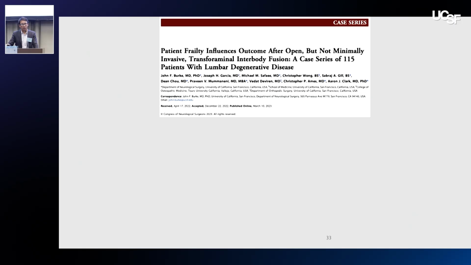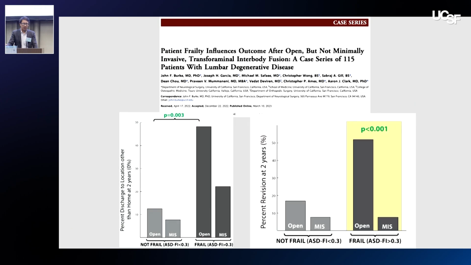And so we worked on this paper, again, John Burke, when he was our fellow, comparing open and MIS TLIF patients in both the frail and the non-frail categories. And what we found when looking at different outcome measures, the two that really panned out were discharge location other than home and revision surgery at 2 years.